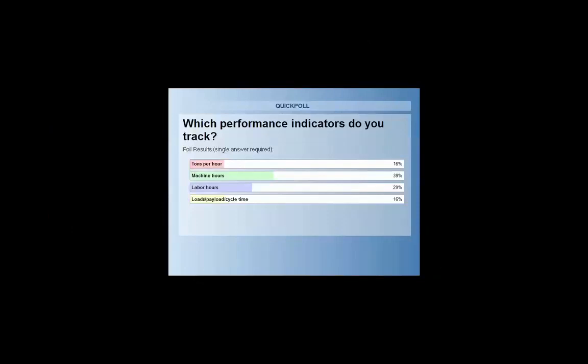Okay, we see machine hours and labor hours kind of leading the pack. And I apologize, the way this question is set up, I'm sure some of you are saying, hey, we track machine hours and labor hours and all these different things. So this isn't a true indication of the extent of tracking, but it gives us a feel for where some of the priorities are. Certainly machine hours and labor hours are important. They form the basis for any other analysis.